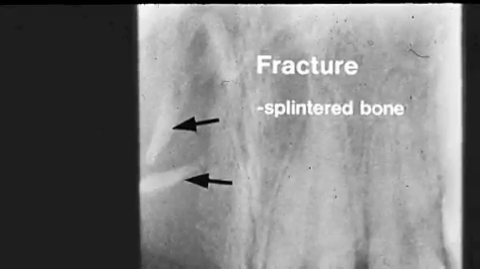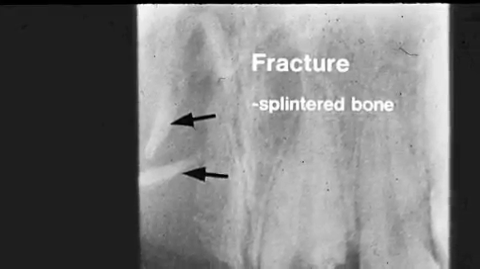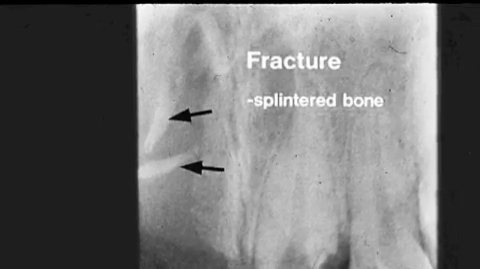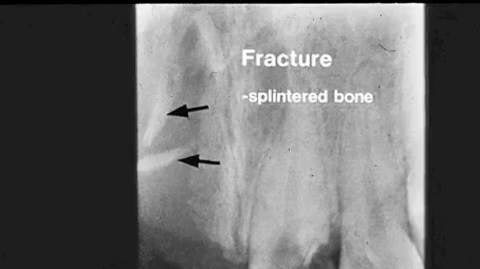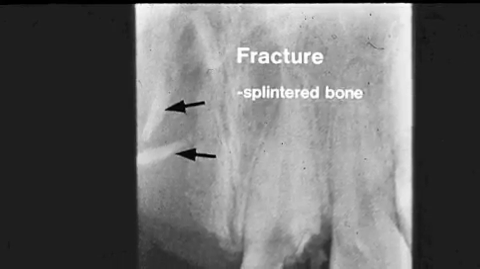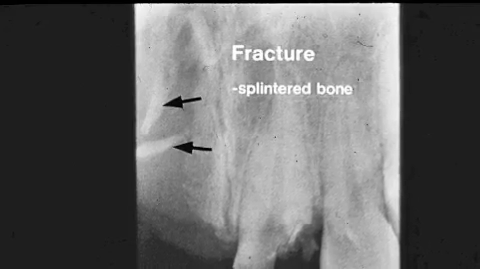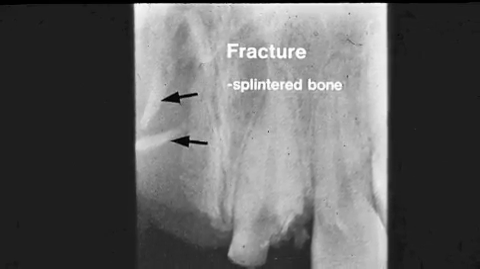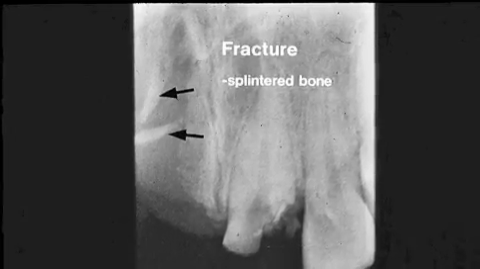Here we see a tooth socket where a tooth has been avulsed or knocked out. It has resulted in splintered bone. The periodontal lamina dura has been splintered. Splintered bone is also known as bony sequestra.